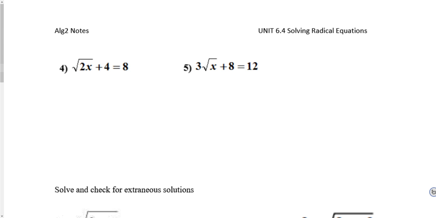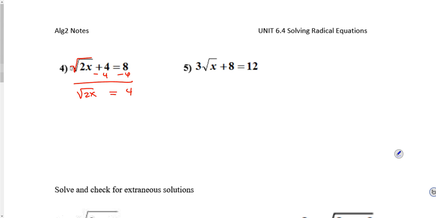So this is basic solving equations. Just the big thing now is you have to be aware of this radical right here. We never mess with the radical first. We get rid of all of the numbers on the outside of the radical. So we subtract 4. So that gives me 4 equals radical 2x.